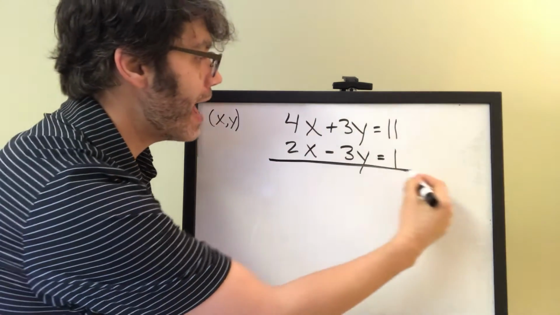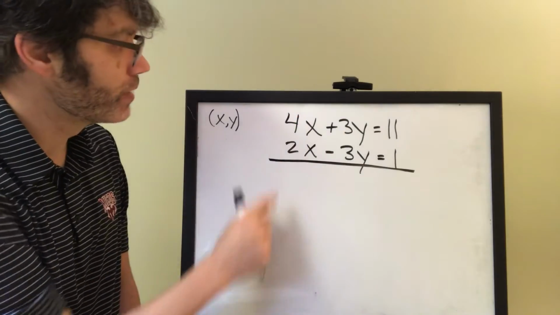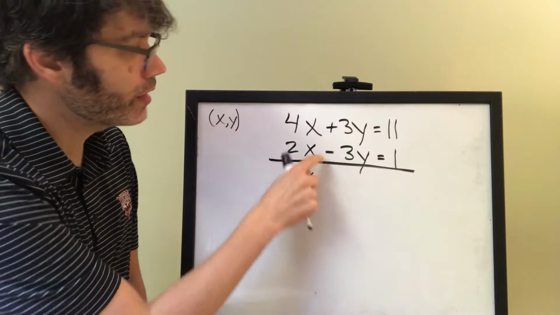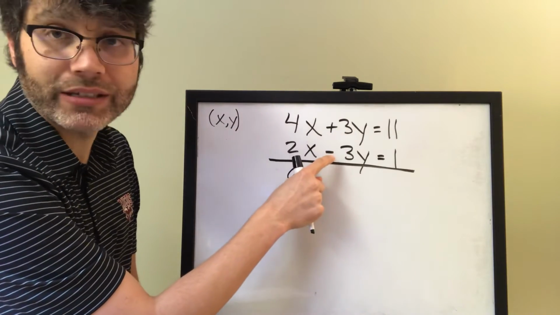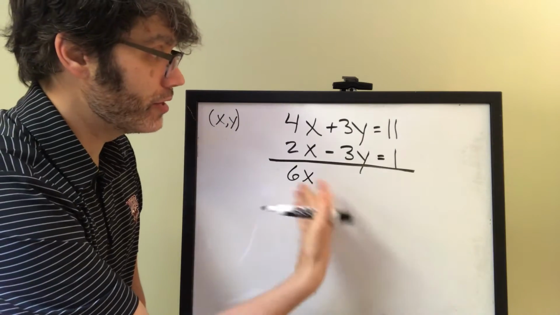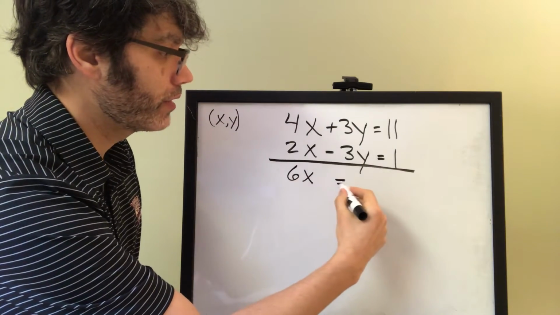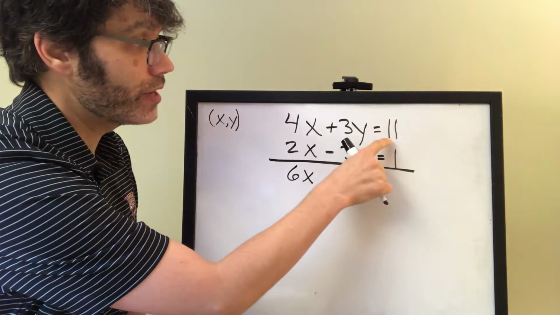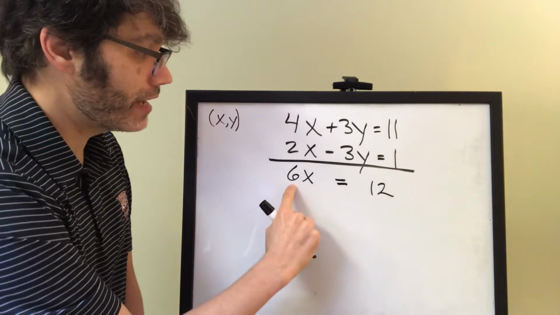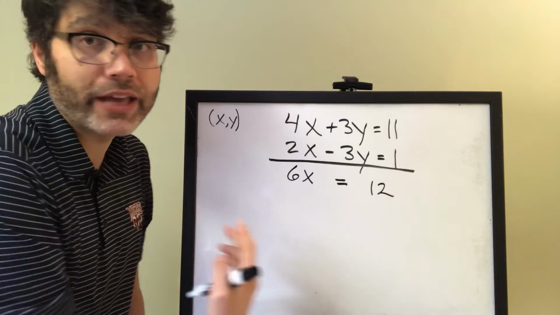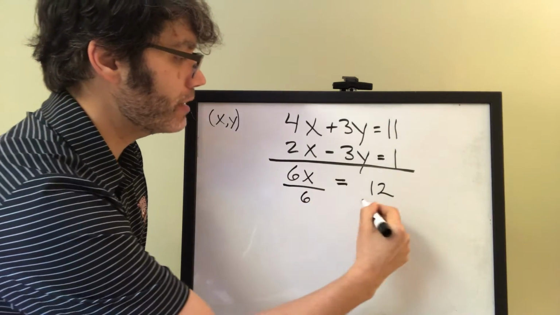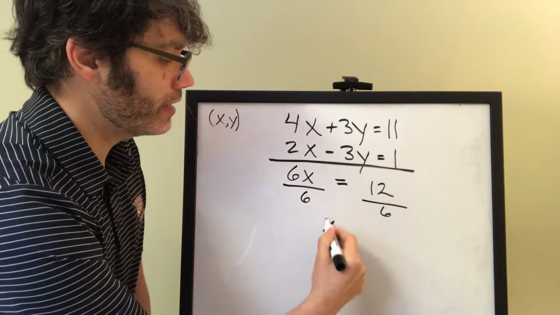We're going to always add these two equations together. So 4x plus 2x is 6x. 3y plus negative 3y is going to be 0y, or just 0, so I don't need to write anything down. And then on the other side of the equation, we have 11 plus 1, which is 12. Now, do you see that I have 6x equals 12? I only have one variable, which is x here. And so I'm going to divide both sides by 6, and I've got x equals 2.